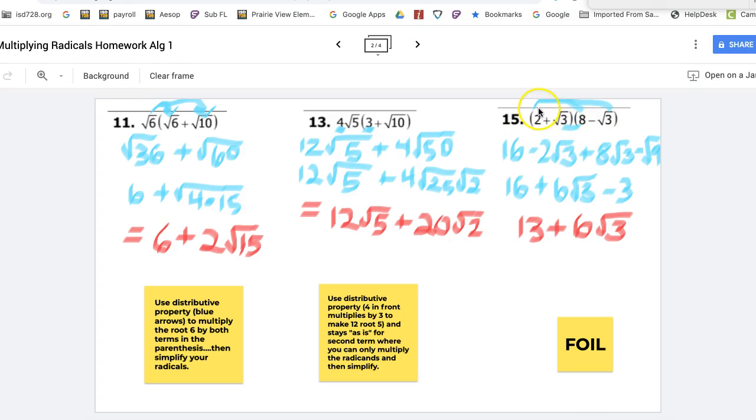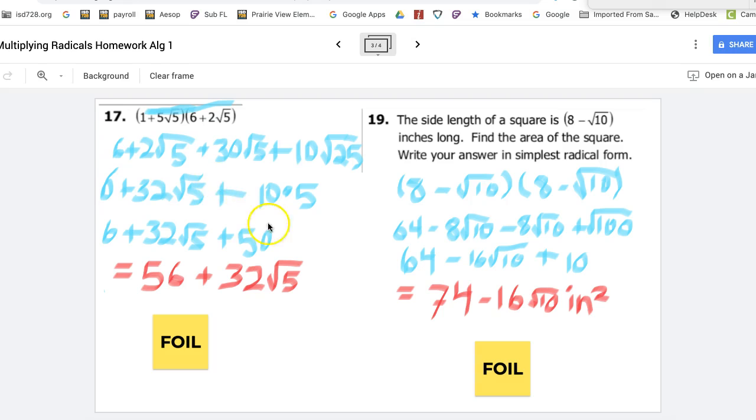15 is going to be FOIL basically, or double distributive. So 2 times 8 is 16. 2 times negative root 3 is negative 2 root 3. 8 times root 3 is 8 root 3. And root 3 times root 3 is minus the square root of 9. Pull out your perfect square numbers. I can put 16 and minus 3 together to make 13 plus 6 root 3.